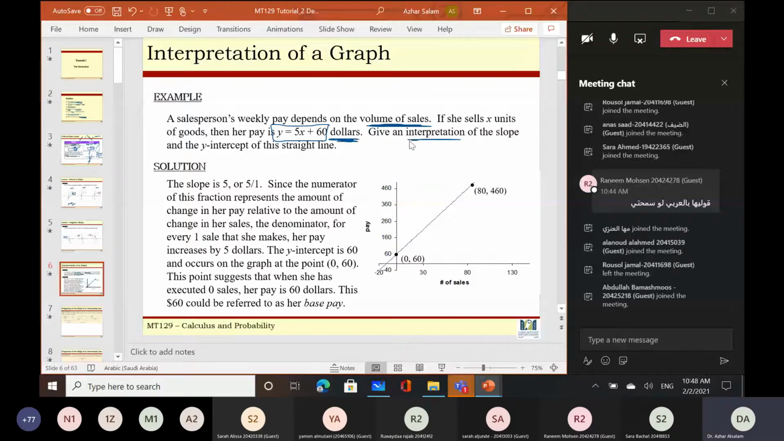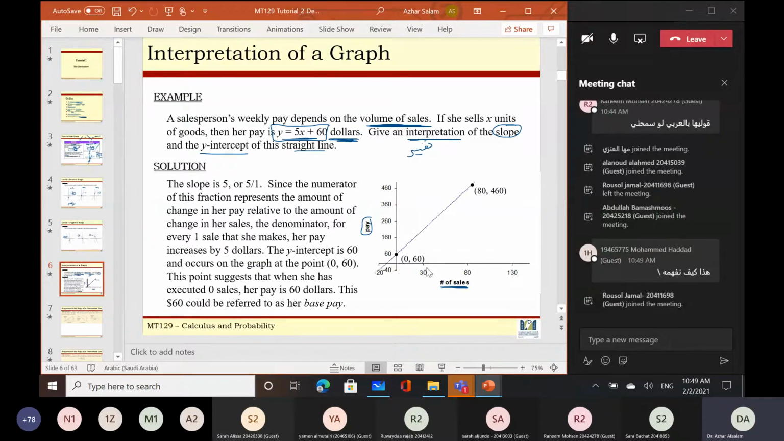Give an interpretation. Interpretation معناتها تفسير, explanation of the slope and the y-intercept for this straight line. Notice here in this chart, I have in the x-axis the number of sales, and here the payment in the y-axis. Each increase in the volume of sales increases the payment. كل ما زادت المبيعات ارتفع الخط إلى الأعلى، معناتها زادت قيمة المدفوعات، زاد الراتب.